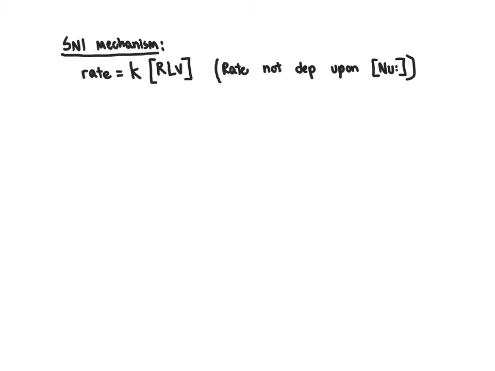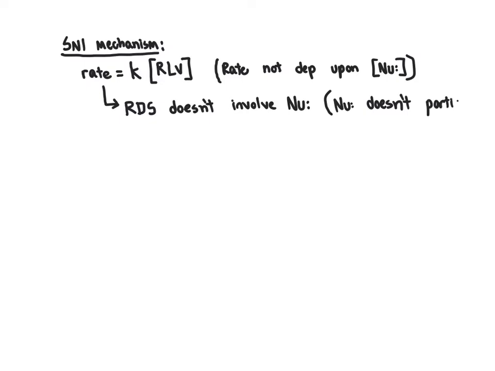Based on this observation, what we can conclude is that the rate limiting step of this mechanism, the rate determining step, in other words, the RDS, does not involve the nucleophile directly. In other words, the nucleophile does not participate at the slowest step of the mechanism, where the slowest step of the mechanism is the one that has the highest activation energy, the highest energy barrier preventing that step. So rate determining step does not involve the nucleophile. In other words, the nucleophile doesn't participate in the slowest step of the reaction mechanism.